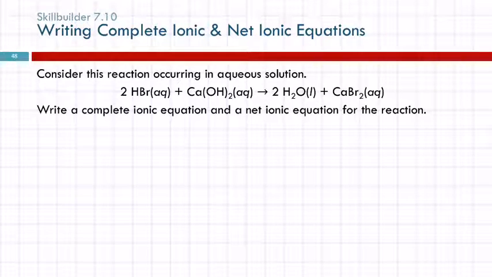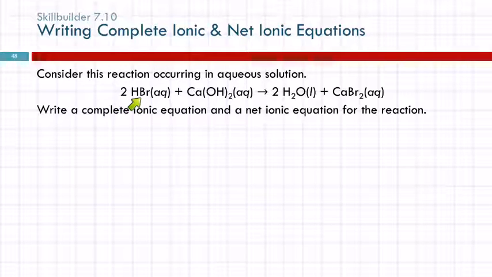Consider this reaction. And here we're given the balanced chemical equation, and we're asked to write a complete ionic equation and a net ionic equation. And on a test, I may just ask you for the net ionic equation, but you really kind of have to do the complete ionic equation so that you can get to the net ionic equation. So what we're going to do to write this complete ionic equation is we're going to look at state symbols. HBr, aqueous.